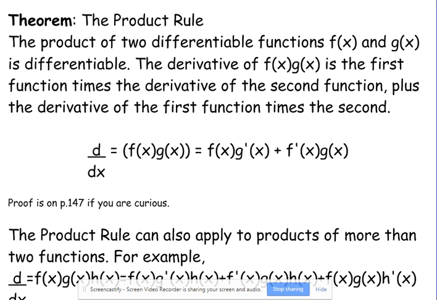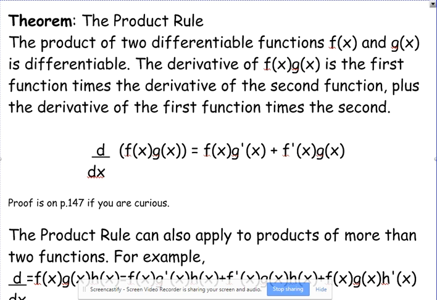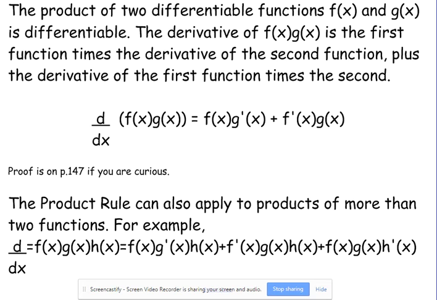The derivative of, and that should not be an equal sign right there, that should just be parentheses, my bad. The derivative of f of x times g of x is equal to f of x times g prime of x plus f prime of x times g of x. Now, I'm not going to go through the process of proving this rule or theorem, but if you're really curious, it's on page 147 of the textbook that you can now access online.